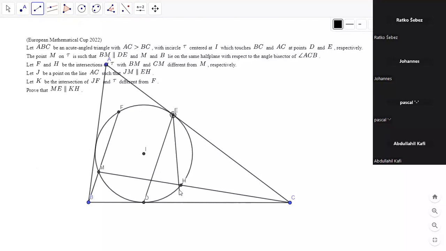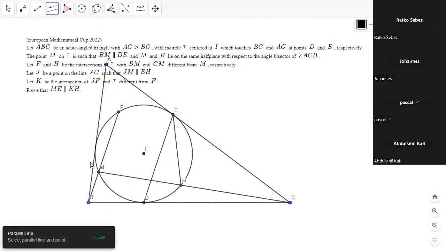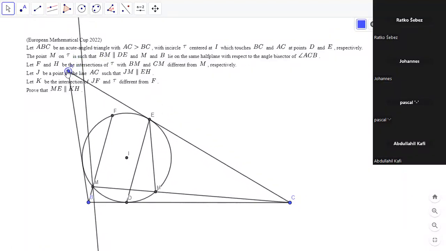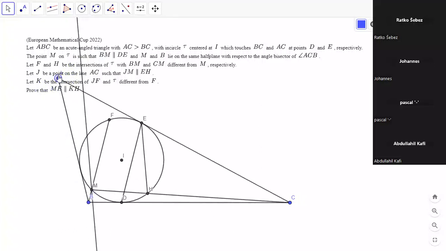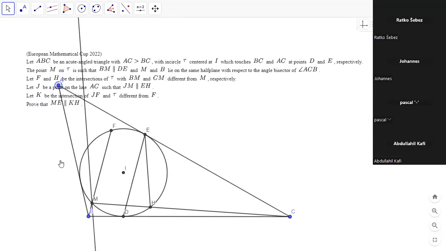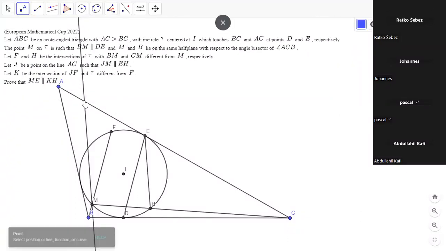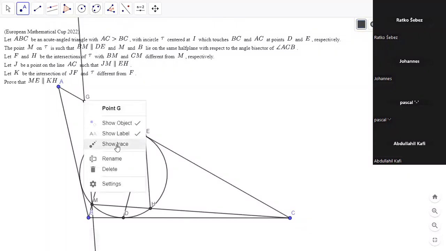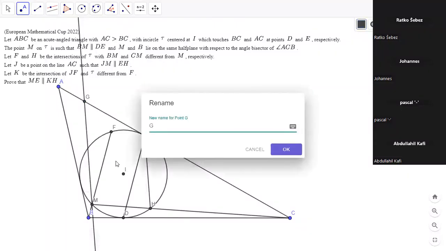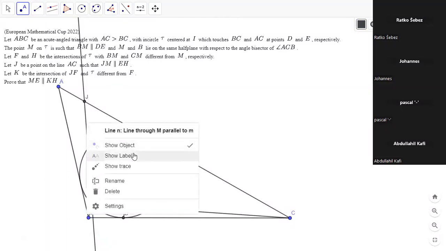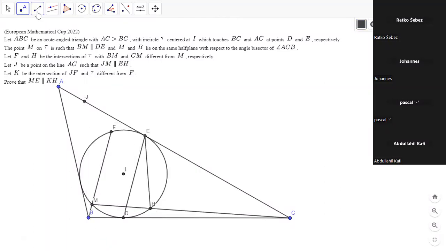All right. And it's on the line AC. So we could draw an obtuse triangle if we want, so that it's on the segment AC. So that's J. And K is the intersection of JF and the circle.